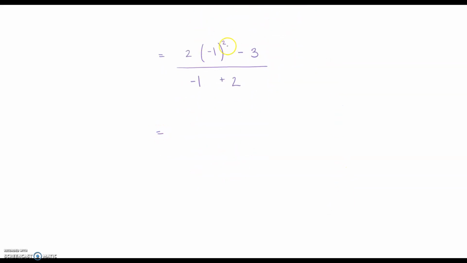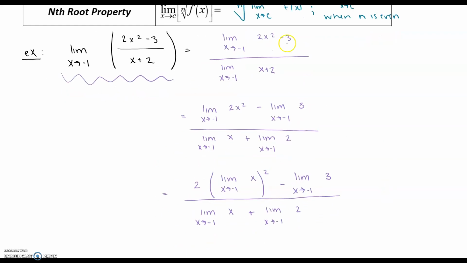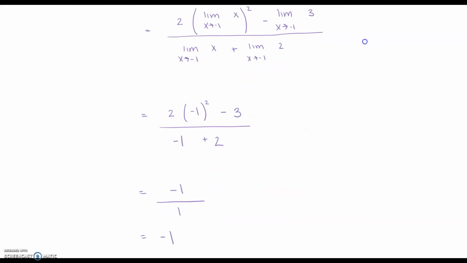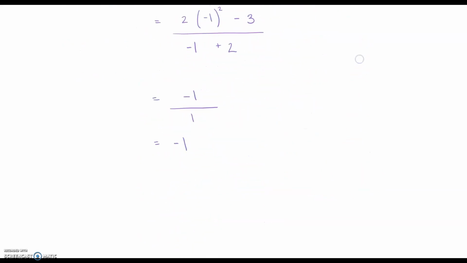So -1 squared is 1 times 2 minus 3. And then -1 plus 2 is 1. So this equals -1. So that's how we can do it algebraically. So we're just going to use all these properties and break it down. So instead of using a table to figure this out, we can use all these properties, break it apart until it's really intuitive to determine each individual limit, and simplify. That is our final answer.